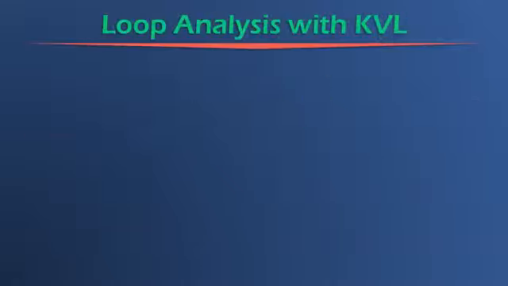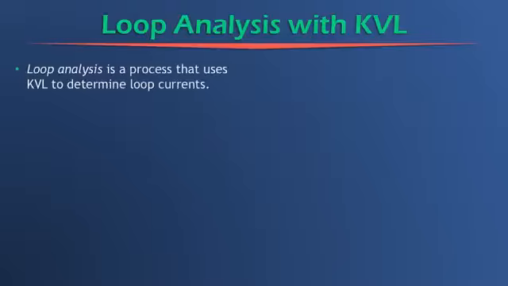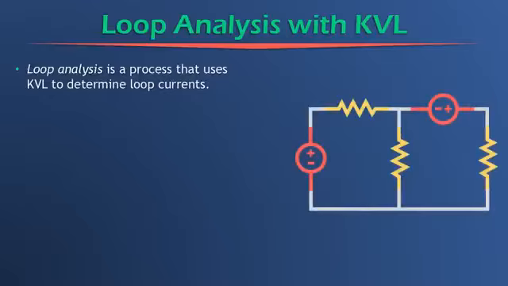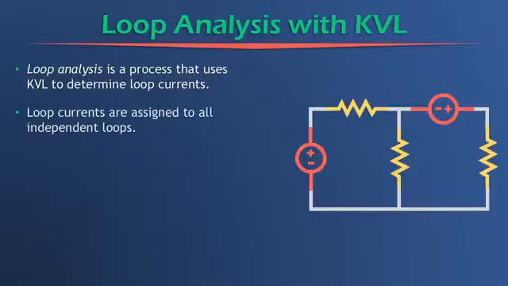So, loop analysis with KVL. It's kind of the parallel to nodal analysis with KCL. Loop analysis is a process that uses KVL to determine loop currents. So here's the example circuit that we're going to look at. If we have a circuit like this, the first thing we want to do is to assign loop currents to all the independent loops. And in this case, we have 2 independent loops, and they are these smaller sub-loops inside the circuit.